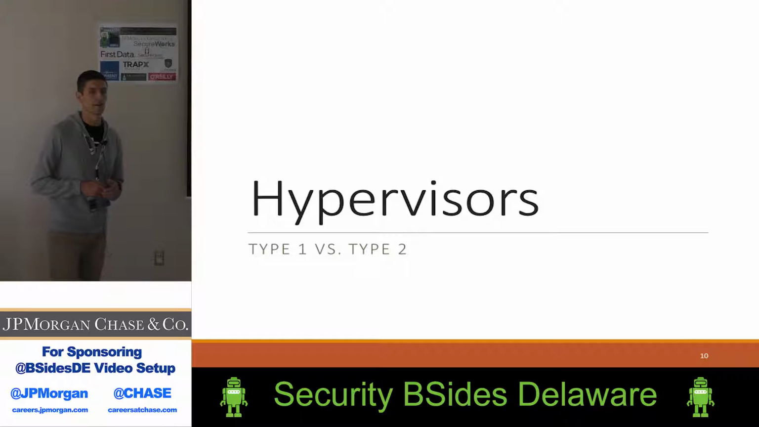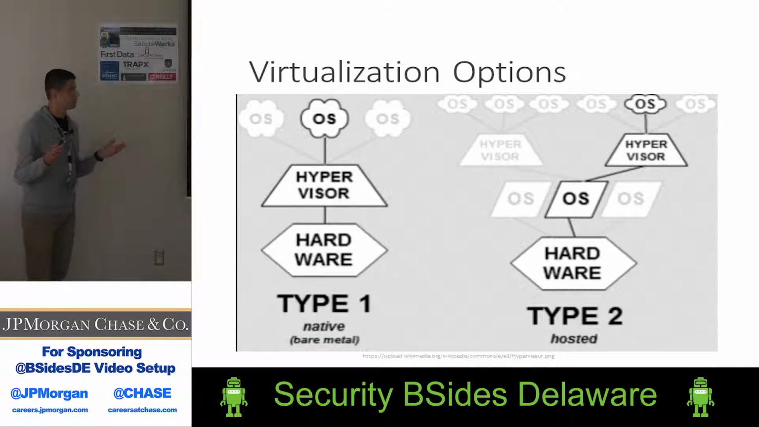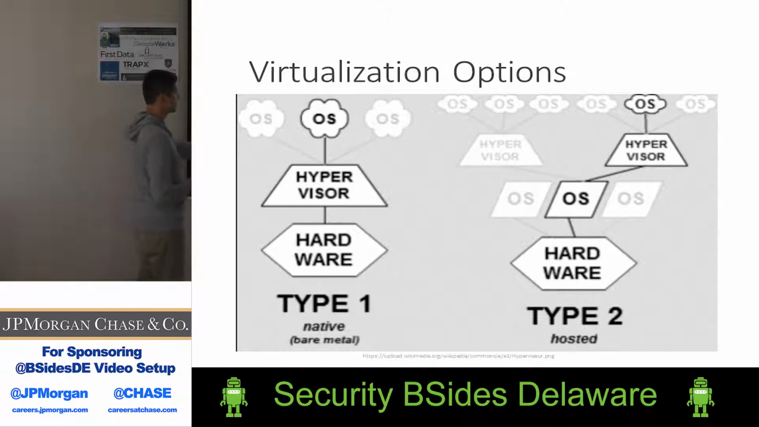The first thing you need to know about is hypervisors, which is the fancy term for what's running your virtual machines. There are two types of them. You're probably familiar with type 2. This is the hosted version, and these are the things that you see like VMware and VirtualBox. You have your hardware, and then your operating system, and that's running a hypervisor, your VMware and your VirtualBox, running another set of operating systems above that conceptually.